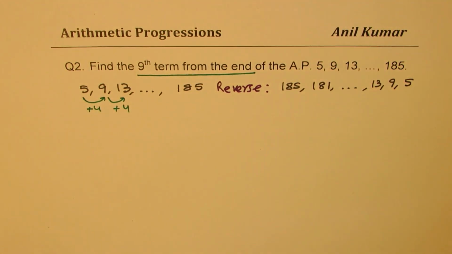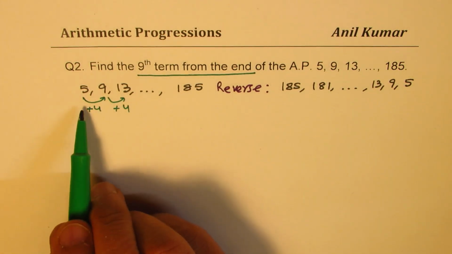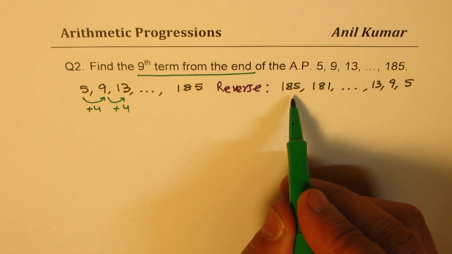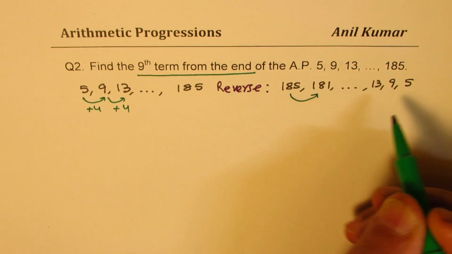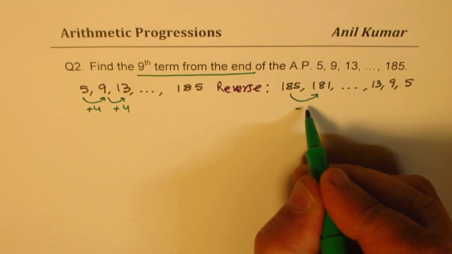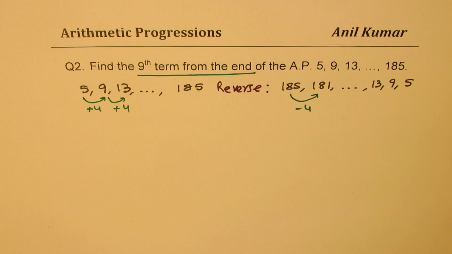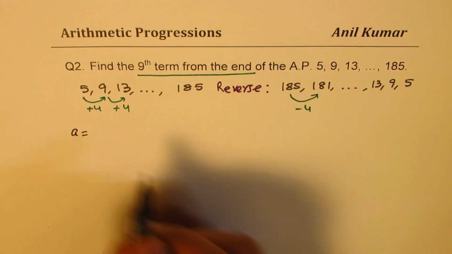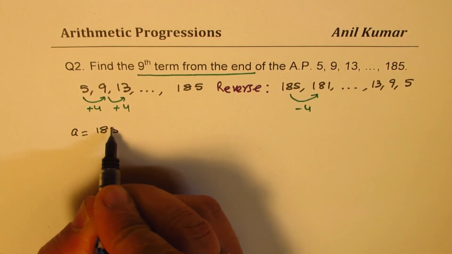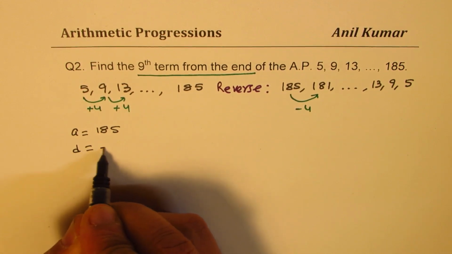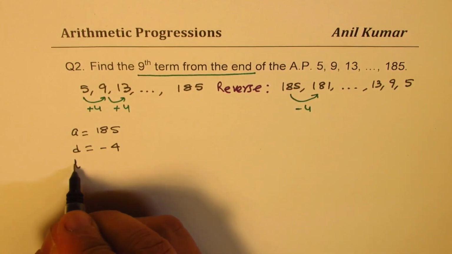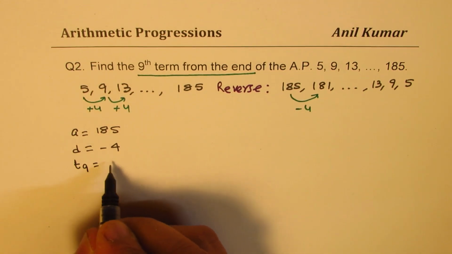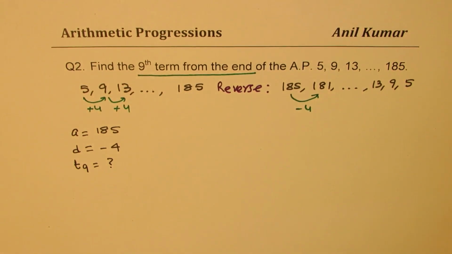Do you see that part? So earlier, we were seeing in one direction. Now, since we need the ninth term, we can actually write it in the reverse order where they are decreasing by 4. Now it becomes simpler to get the ninth term using the formula, right? So here we have A as 185, common difference D as minus 4, and what we need to find is the ninth term, right? So this is what we need to find. Using the formula, we can straight away get the ninth term.